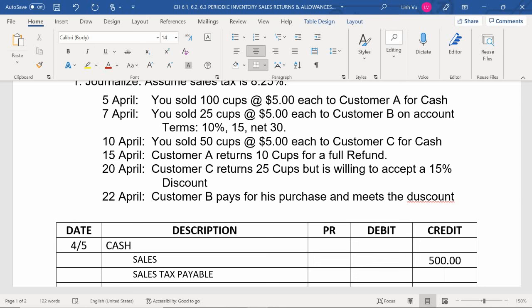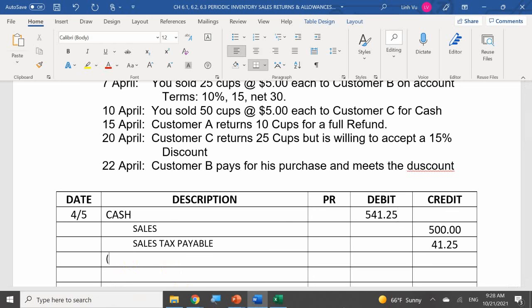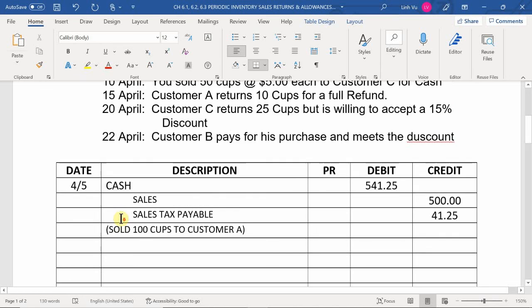With a sales tax payable of 41.25. So in this case, how much cash should I be receiving? 541.25. Good, right? And of course, you should make a note here that you sold X amount of items. So in this case, I sold 100 cups to customer A. Okay? All right.